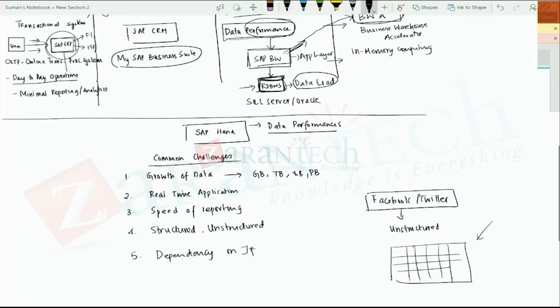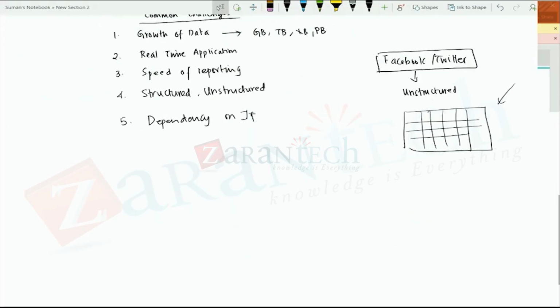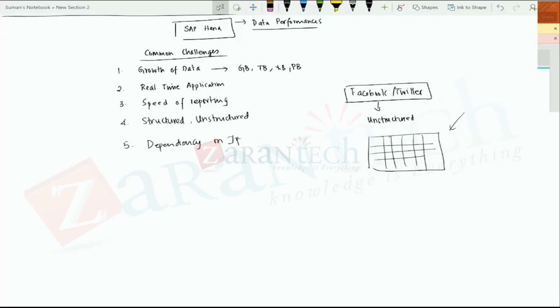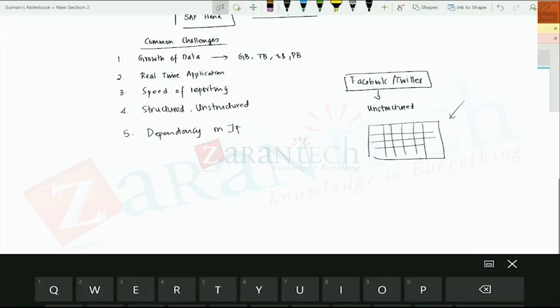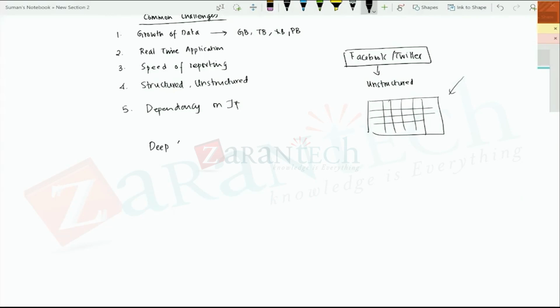So if I were to classify these common challenges, I can probably classify them as, let's say, a company needs granularity. What is granularity? I should be able to drill down to the lowest level of information that is available or captured in any database.